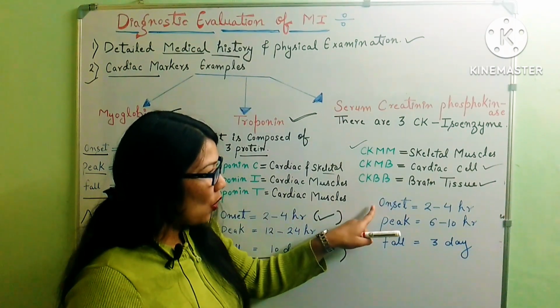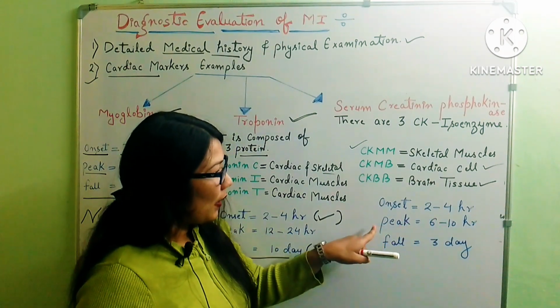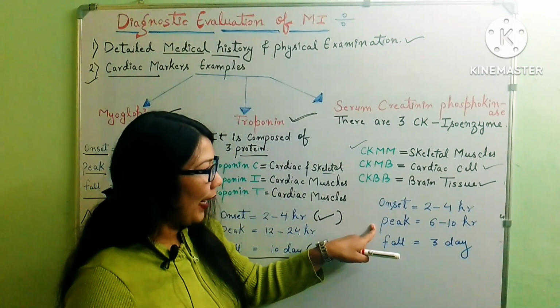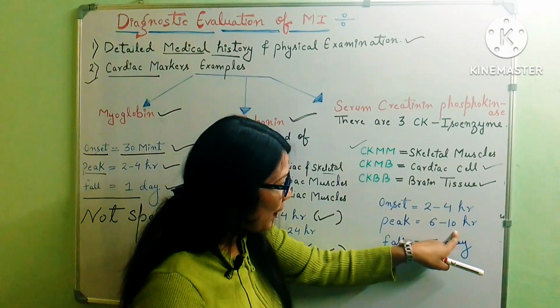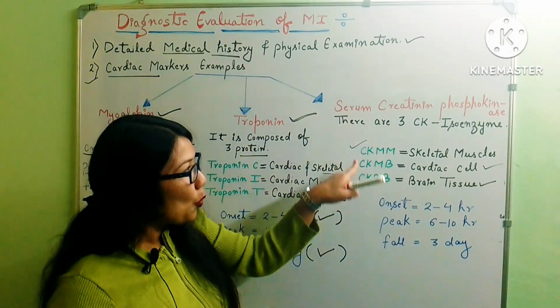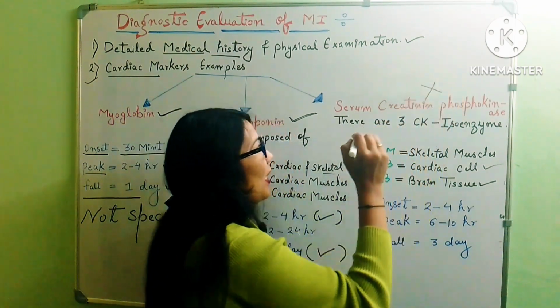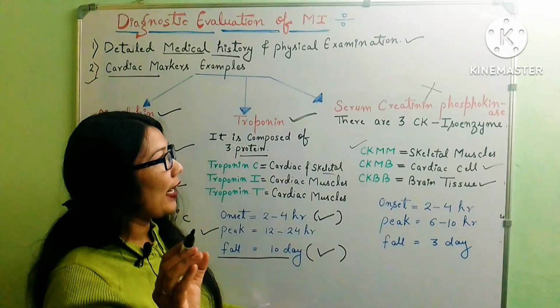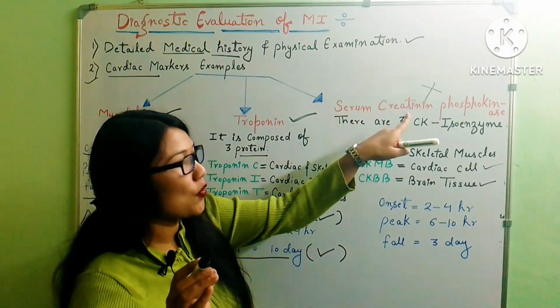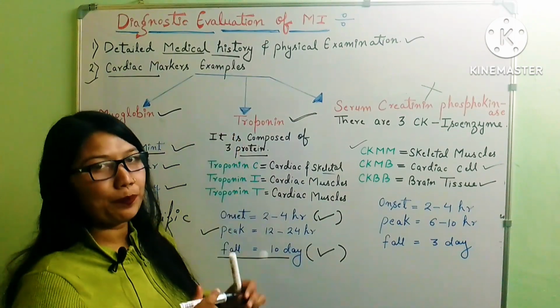Its onset is 2 to 4 hours after death of cardiac cells or tissue, its peak value is at 6 to 10 hours, and it will fall after 3 days. It was used in previous years. In the past we used to do this test, serum creatinine phosphokinase. Now the latest one is troponin.